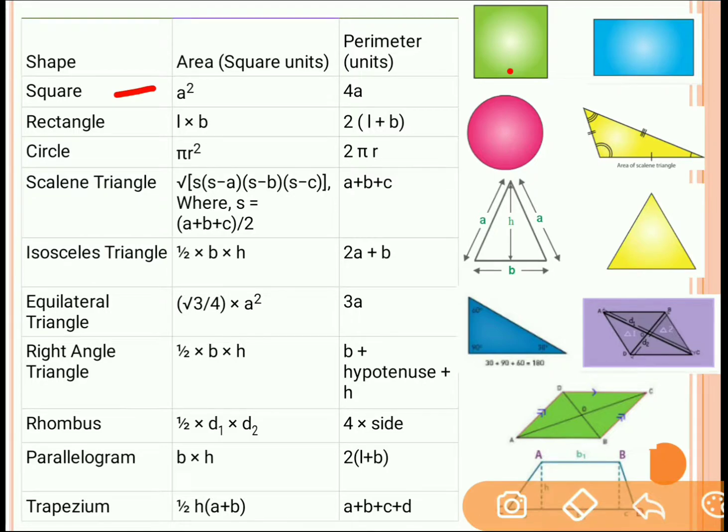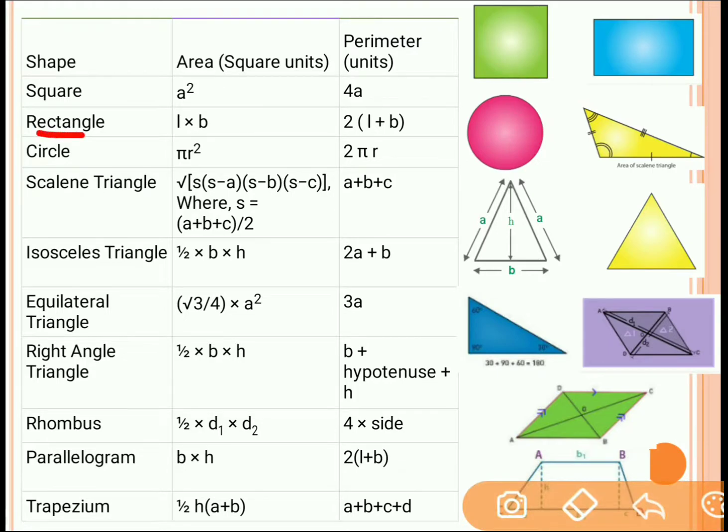In a square the side length is the same. If we consider the side length of the square as a, then all the sides are of length a. Now if we take the area of the square, then the area of the square will be a square, and perimeter means what? Perimeter is the summation of all the side lengths. As all the side lengths are a, the perimeter will be 4a.